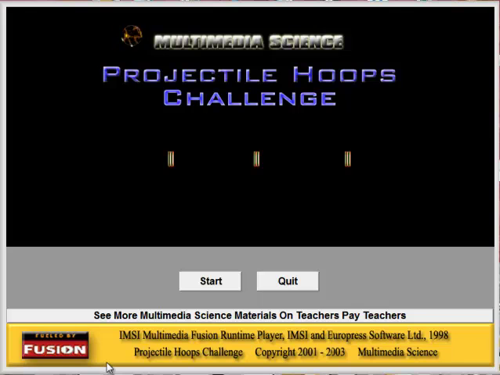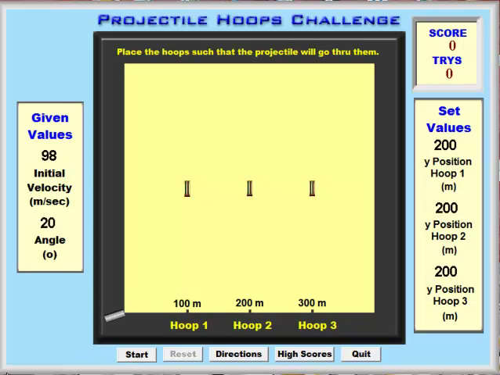This application is a challenge for students to be able to use the initial conditions, in this case the initial velocity and the angle that a projectile is launched, and then they need to place the hoops at the correct y distance given the x distance of 100, 200, 300 meters. They get 10 tries and they get a score based on how many of the hoops they hit.